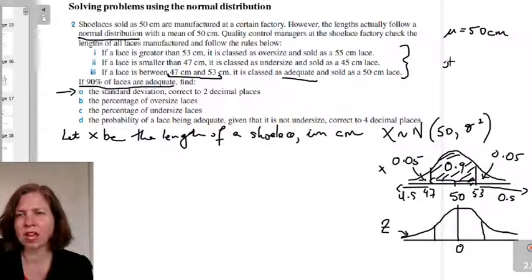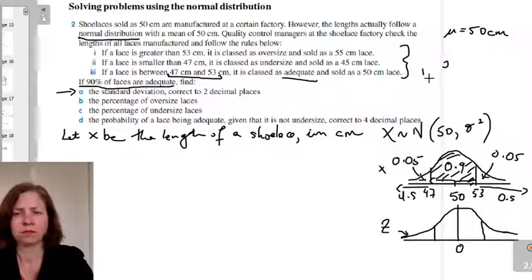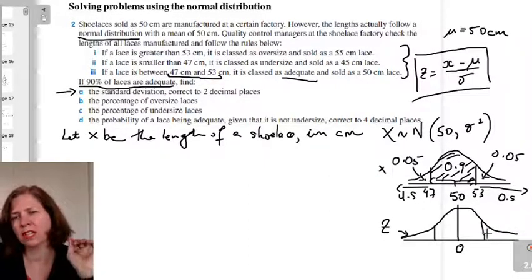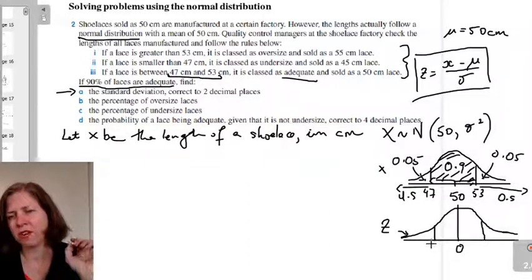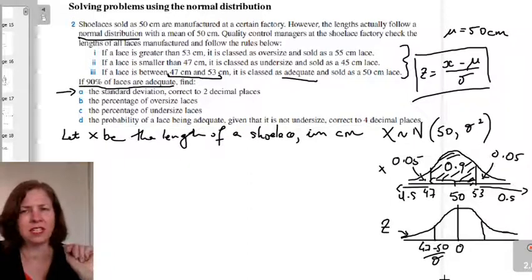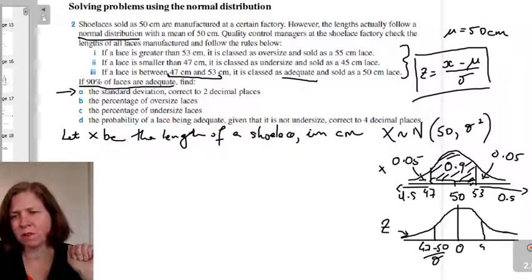Remember that I've got a Z value is equal to the x value minus the mean divided by the standard deviation. I'm always going to use this equation. So this value here is going to become 47 minus 50 over the unknown standard deviation. And this value here will be 53 minus 50 divided by the unknown standard deviation.